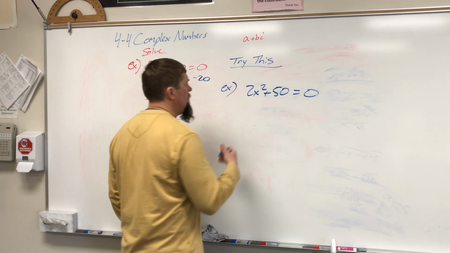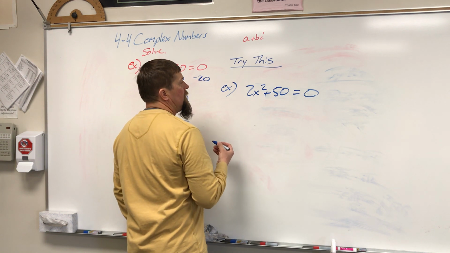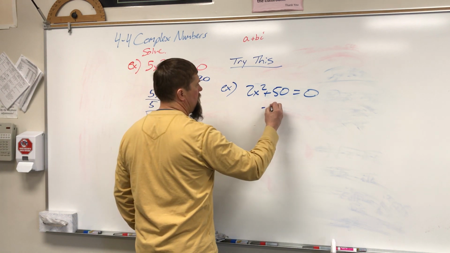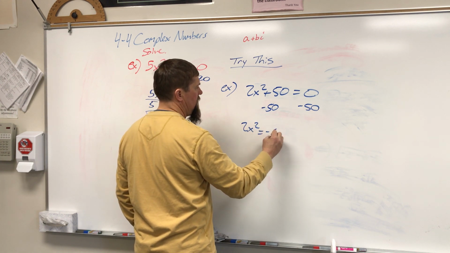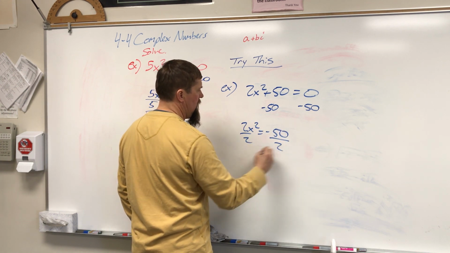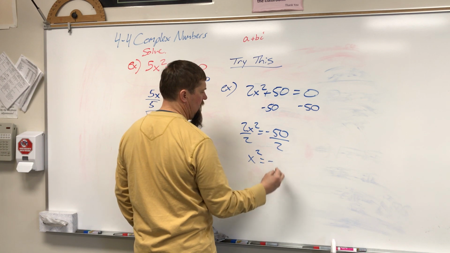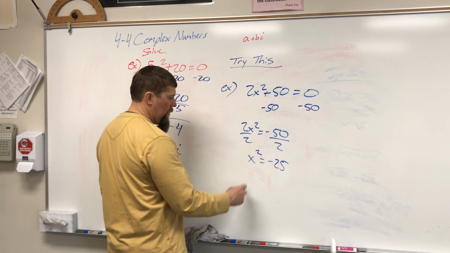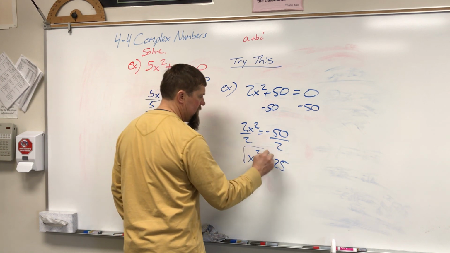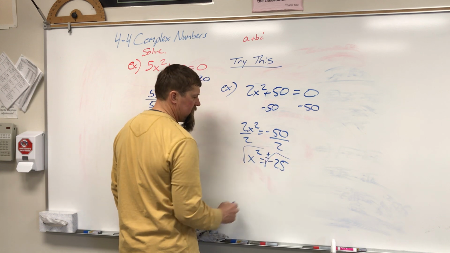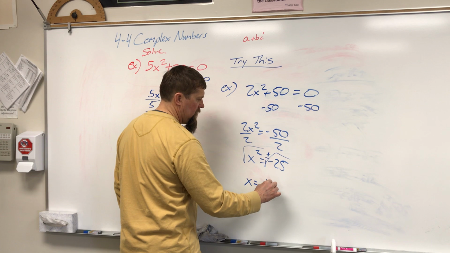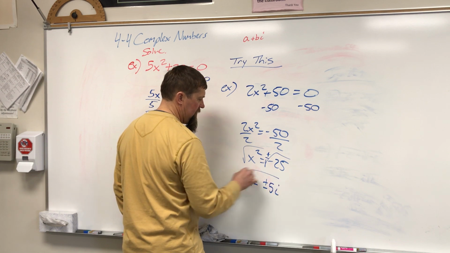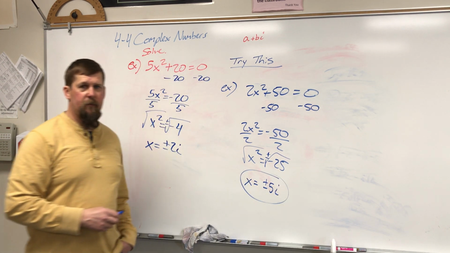Okay, welcome back. If I'm going to solve this one, I'm going to subtract 50. I get 2x squared equals negative 50. Divide by 2, I get x squared equals negative 25. When I take the square root of both sides, I get a plus and minus. x equals plus or minus 5i. There's my two solutions.